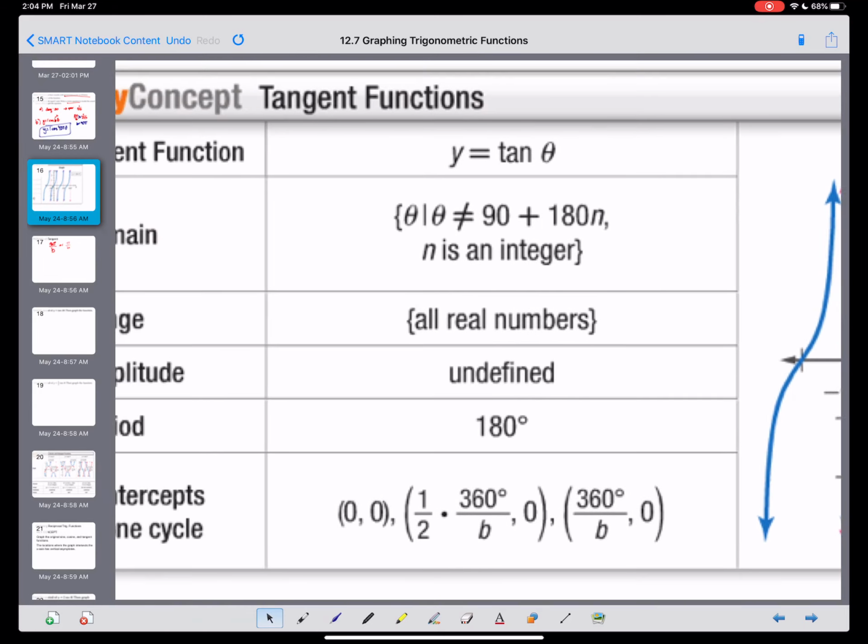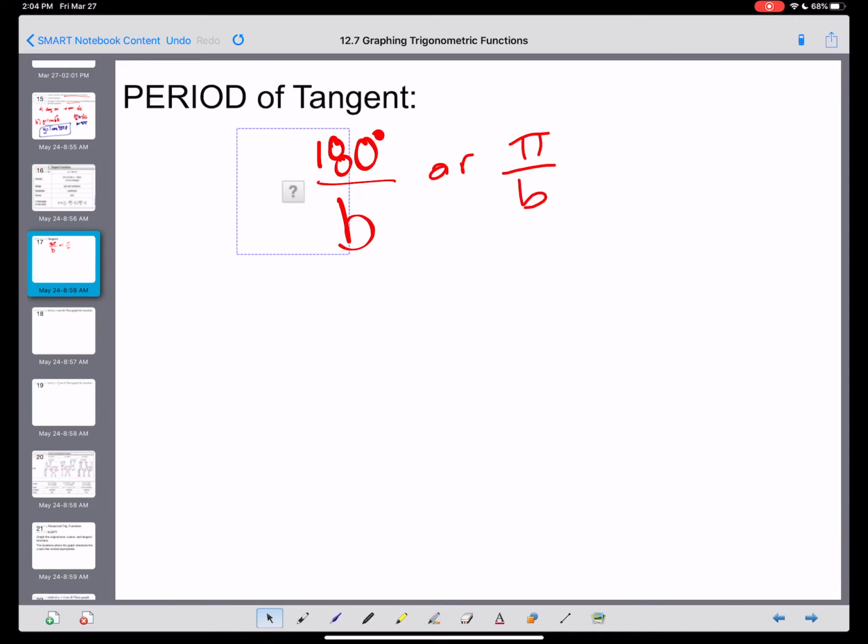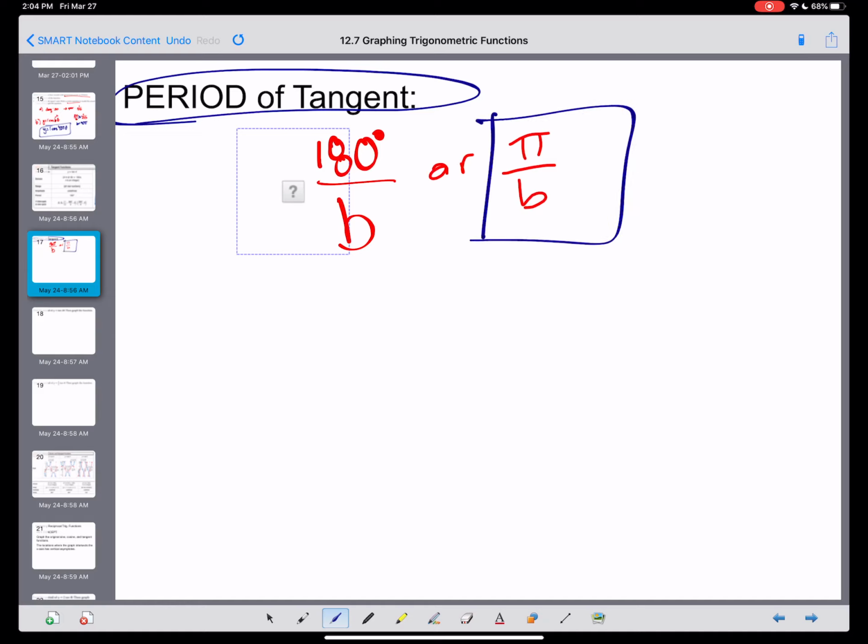Tangent. Let's go ahead. The only thing about tangent that I care about is the period of the tangent. Period of a tangent is 180 over b or pi over b. No longer 2 pi over b. It is pi over b.